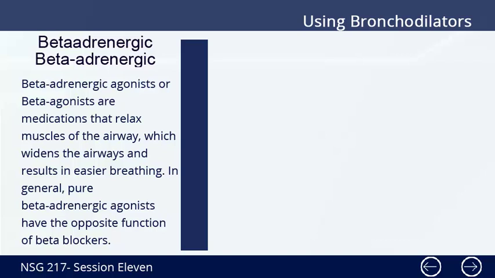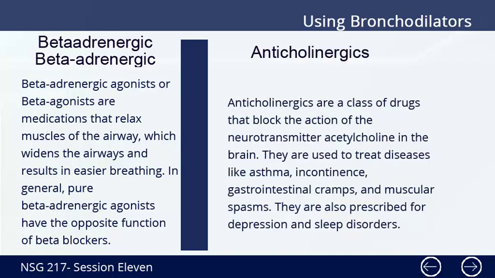Now, beta-adrenergic. Beta-adrenergic agonists, or beta-agonists, are medications that relax muscles of the airway, which widens the airways and results in easier breathing. They are a class of sympathomimetic agents which act upon the beta-adrenoceptors. In general, pure beta-adrenergic agonists have the opposite function of beta blockers.